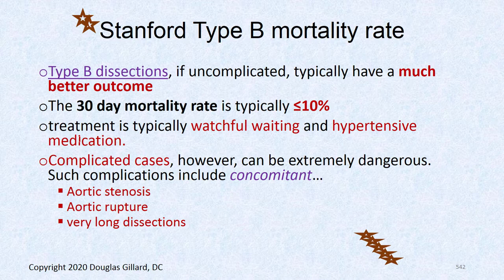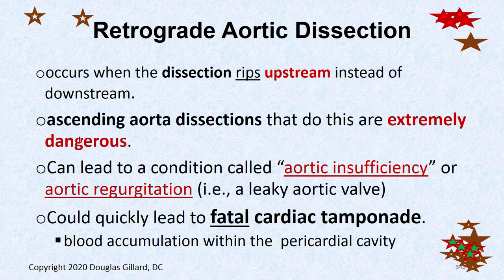Now, that mortality rate goes way up if complications occur. It can be really dangerous if aortic stenosis is involved with this, because the blood flow is a little more turbulent, usually with that condition. Aortic rupture, if the aorta ruptures, then of course you're in big trouble. We'll actually talk about those if we get that far. And if it's a really long dissection, it has a higher chance of popping and bleeding.